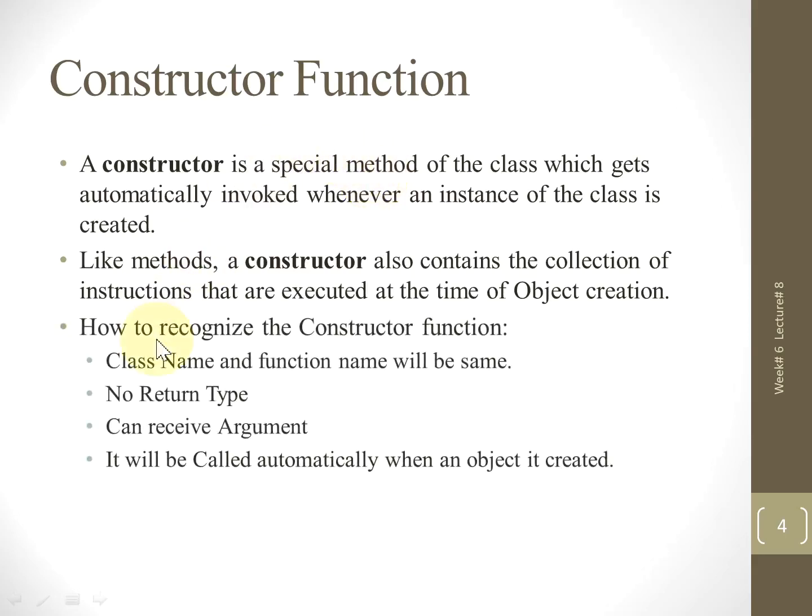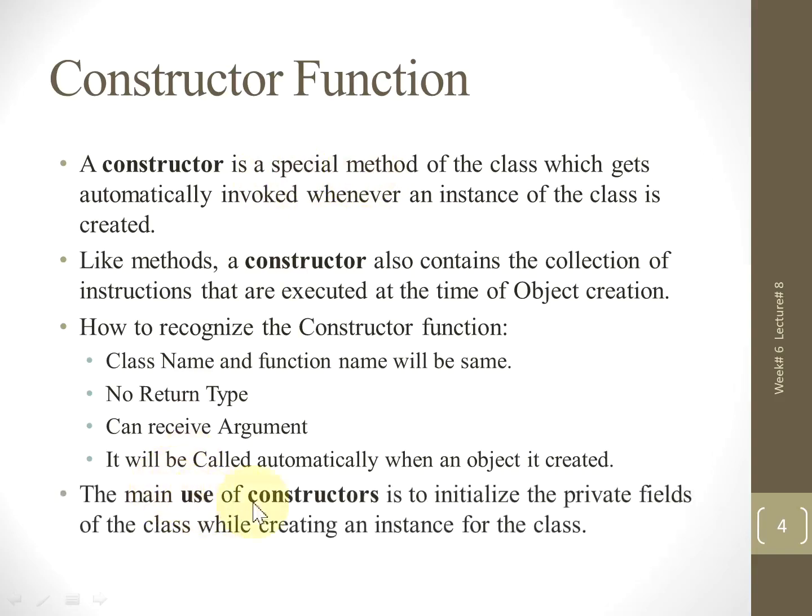The class name and the function name will be the same. There will be no return type. Third, it can receive arguments. And at the last, this function will be called automatically when an object is created. So these are the 4 points. With the help of these 4 points, we will be recognizing the constructor function, which I call a special method.